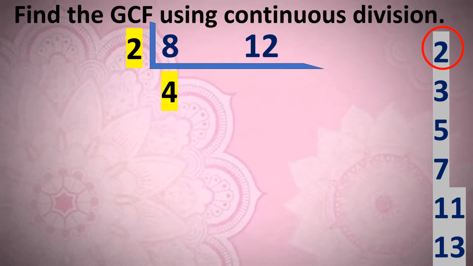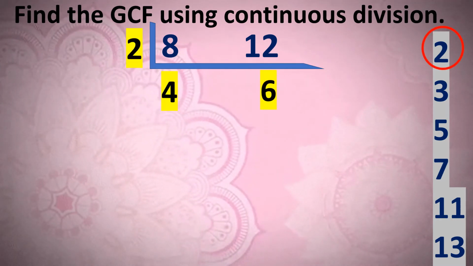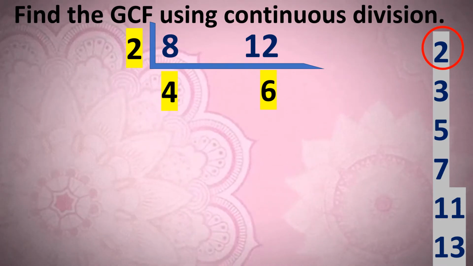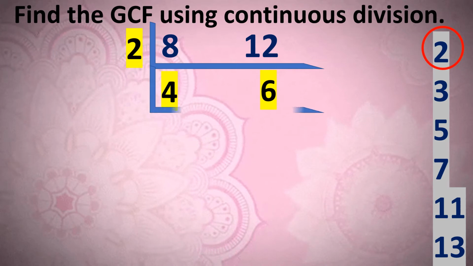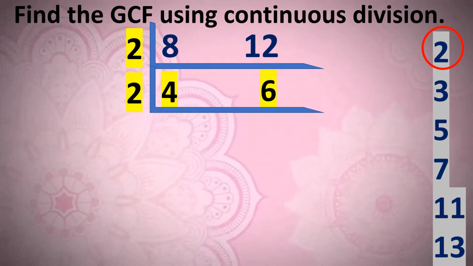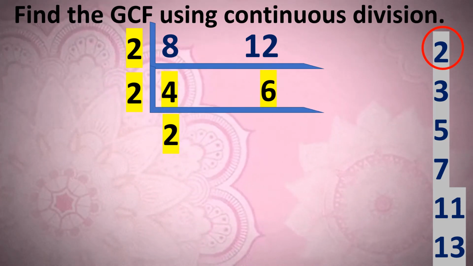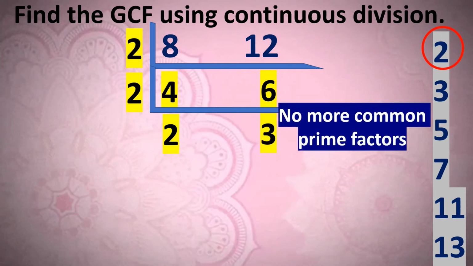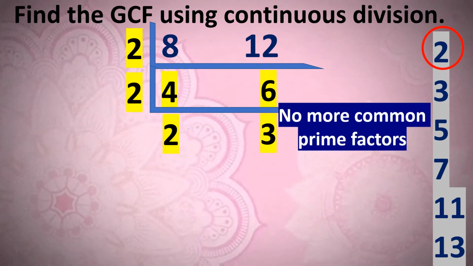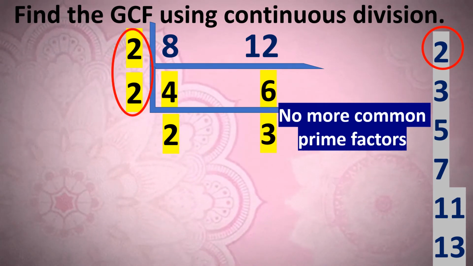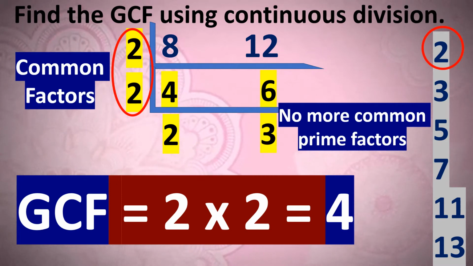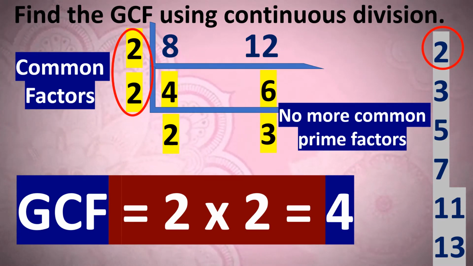Okay, so 8 divided by 2 is 4, 12 divided by 2 is 6. Now, 4 and 6 can also be divided by 2. So I use 2 again. So 4 divided by 2 is 2. 6 divided by 2 is 3. So there is no more common prime factors. So the common prime factors are 2 times 2. So the GCF is equal now to 4.